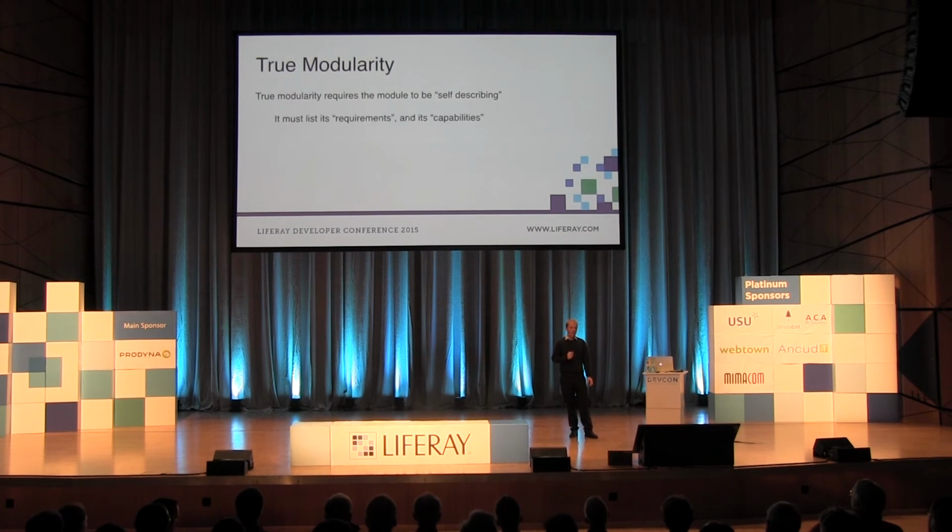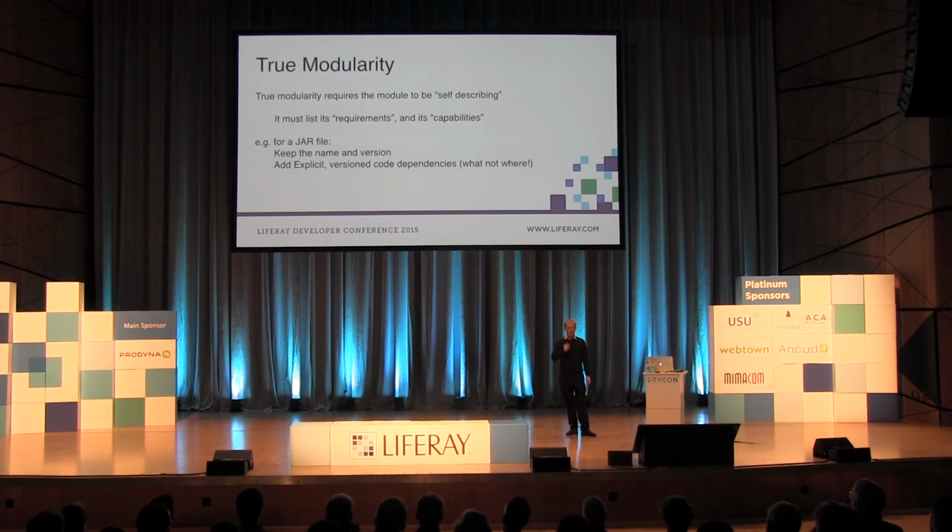And this is where we really need our modules to be self-describing. So you've got these things, and they're called requirements, and they're called capabilities. So for a jar file, we want the name and version. Maven got that absolutely right. Named modules, where the name is independent of the file name and the thing is versioned, are really important, and they are a necessary first step. But we need to keep going.